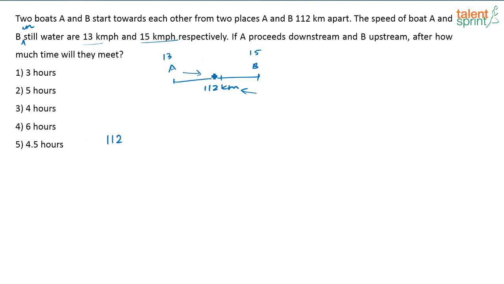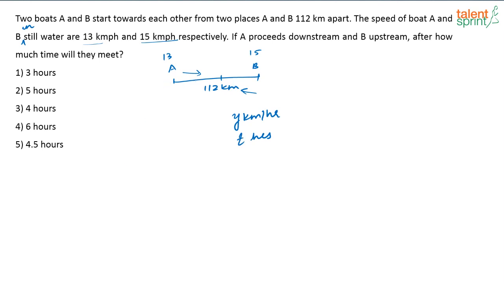Now what is the distance that will be traveled by boat A? Since it is upstream and downstream, we have to consider the water current also. So let us assume that the speed of the water is y kilometers per hour, and let us assume that the time taken by both of them to meet is x hours. Or t hours, somebody is saying t hours. T is always easier, so t hours, and the water current speed is y kilometers per hour.